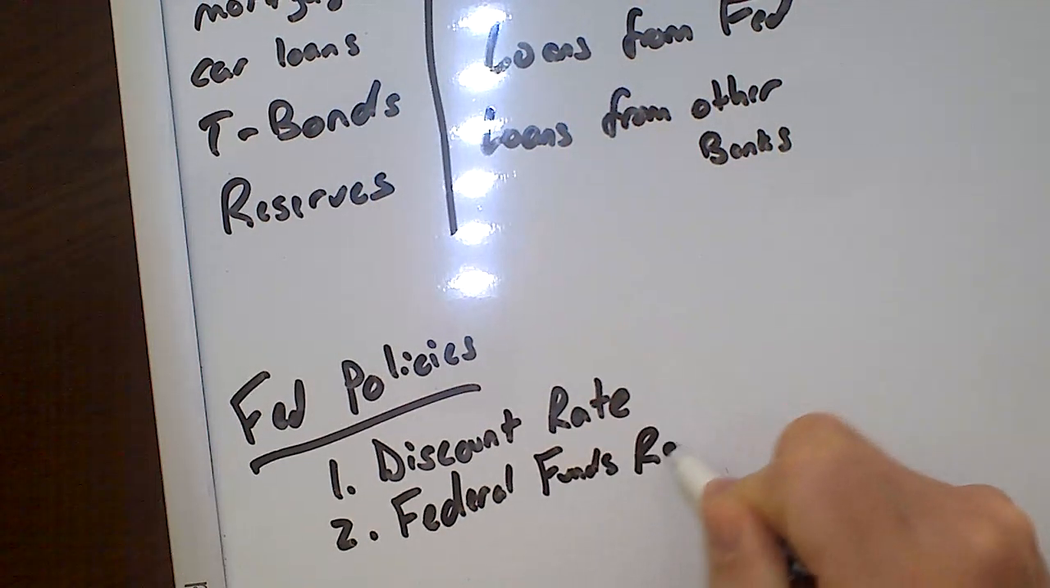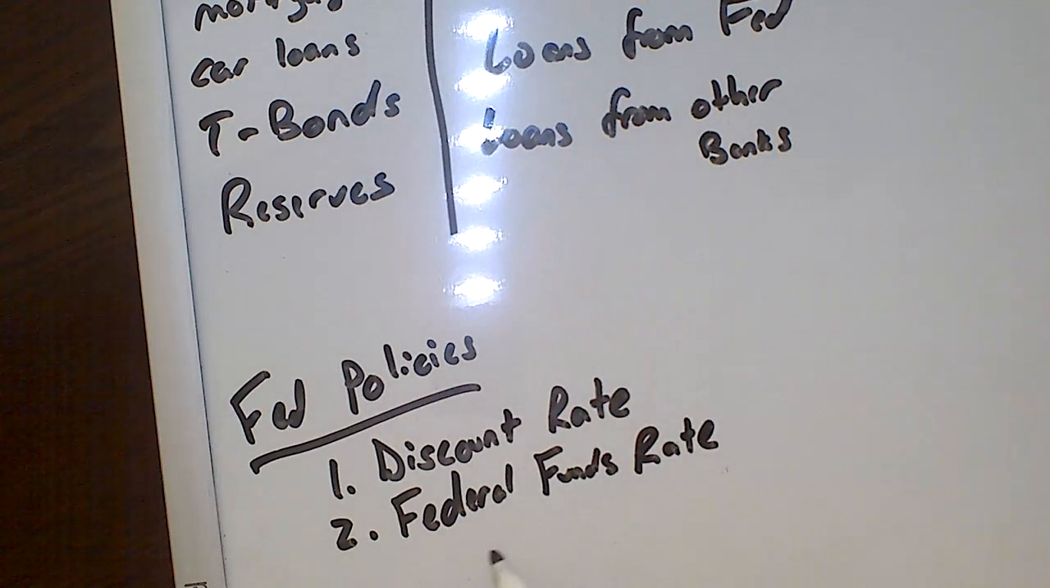That name doesn't make any sense. The federal funds rate makes it sound like they're borrowing from the Fed. If I was in charge of the world, I would rename the federal funds rate the bank-to-bank rate, or something that actually makes sense. But the federal funds rate is the rate that banks charge each other for loans.